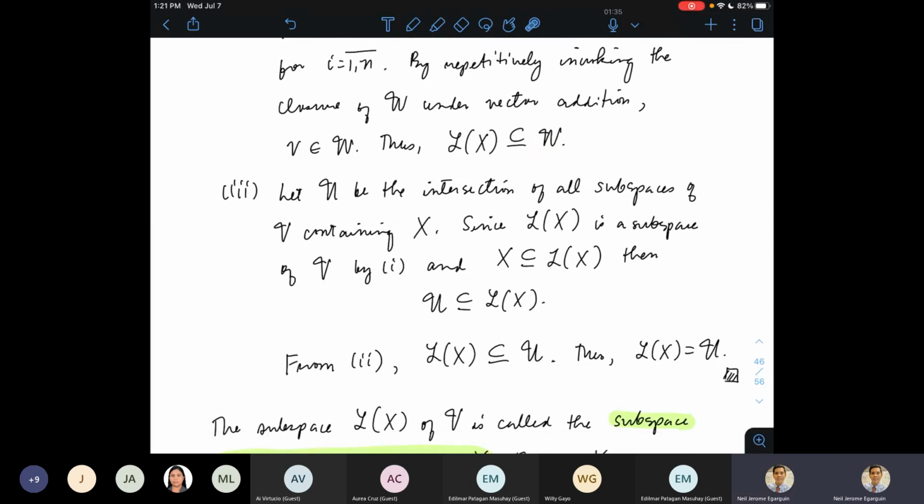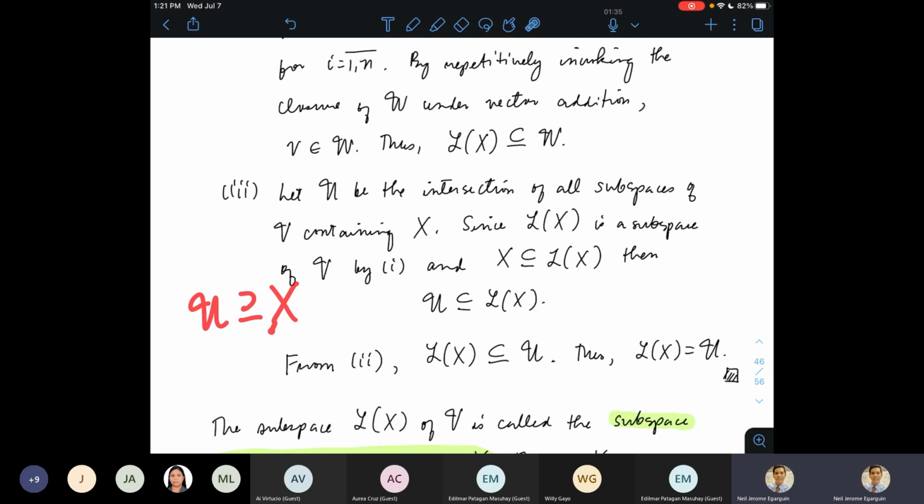Okay. I think that is clear here. Kasi si U, intersection siya ng lahat ng subspaces that contains X. So in short, everything, lahat ng subspaces na ginamit ko dun sa intersection, kino-contain kay X. So dapat yung intersection should also contain X. Right? So the intersection should also contain capital X.